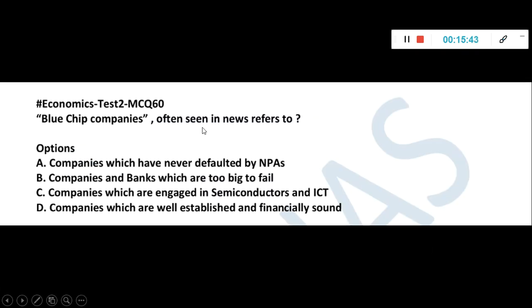Blue chip companies often seen in news refers to what? Companies which have never defaulted by NPAs; companies and banks which are too big to fail; companies which are engaged in semiconductors and ICT; companies which are well established and financially sound. So everything will look correct to people who did not study, but you have to tell me now, what are blue chip companies?